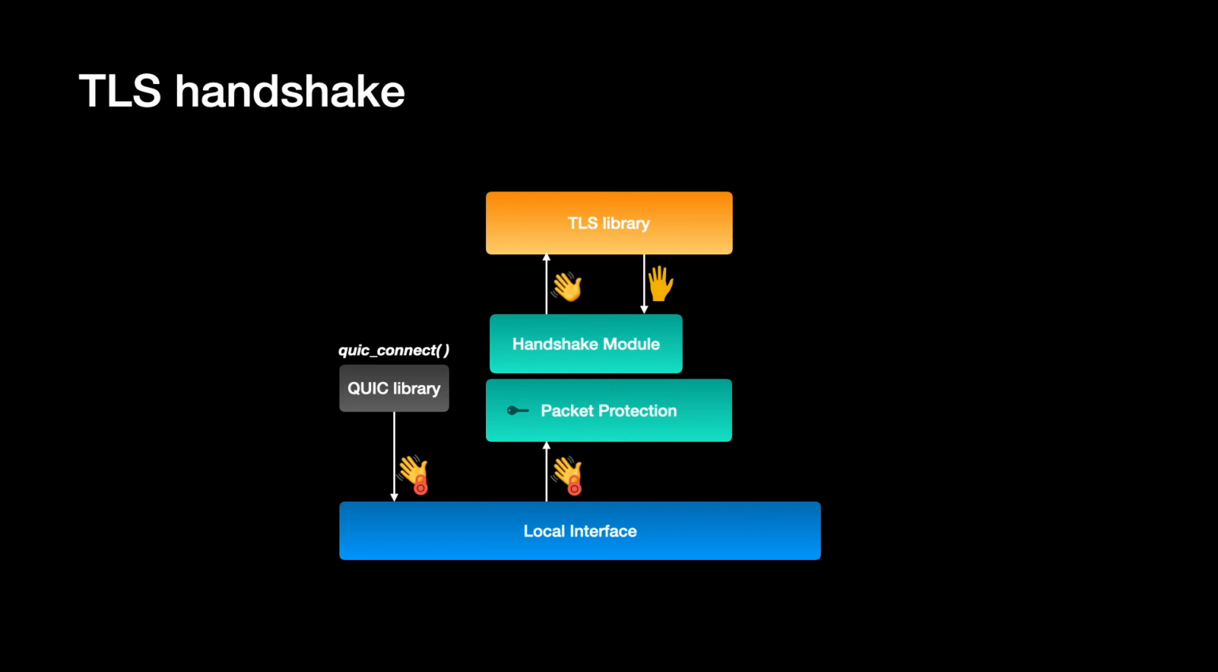As specified in the script, when it is time to send out the server initial, the saved buffer is copied into the outgoing crypto frame, encrypted, and sent to the QUIC library via the local interface. The TLS library also generates handshake and 1-RTT secrets and passes them to the packet protection module, which then derives the respective keys from it.